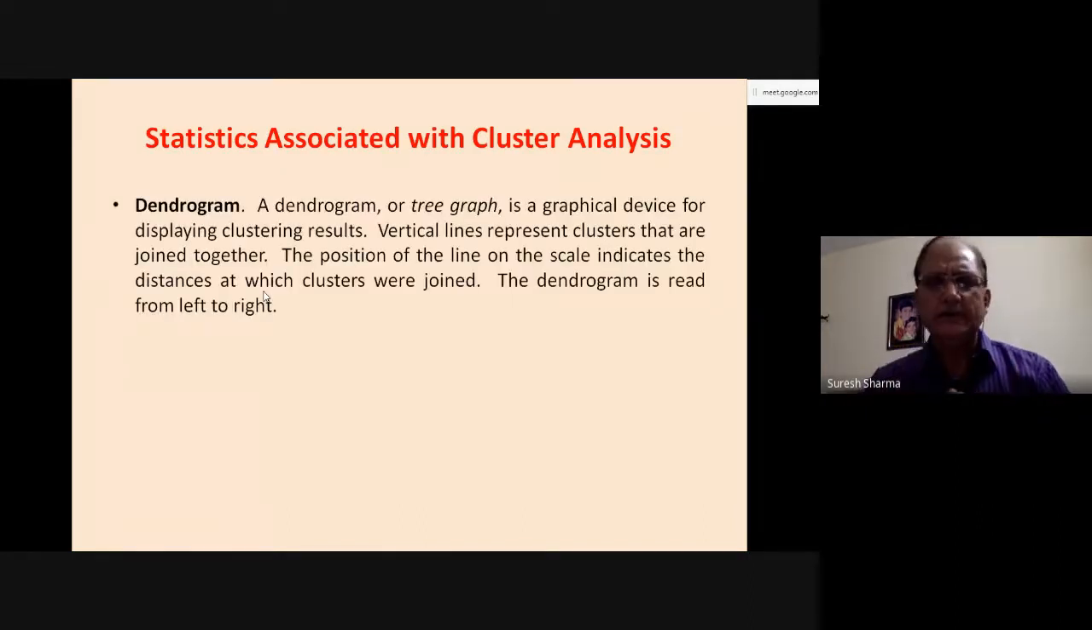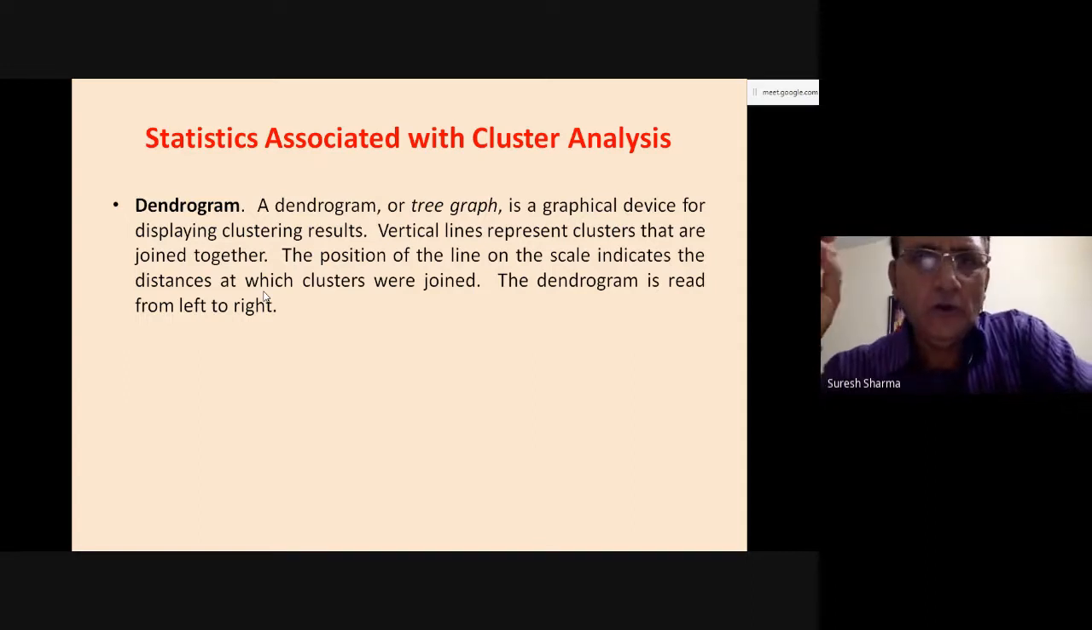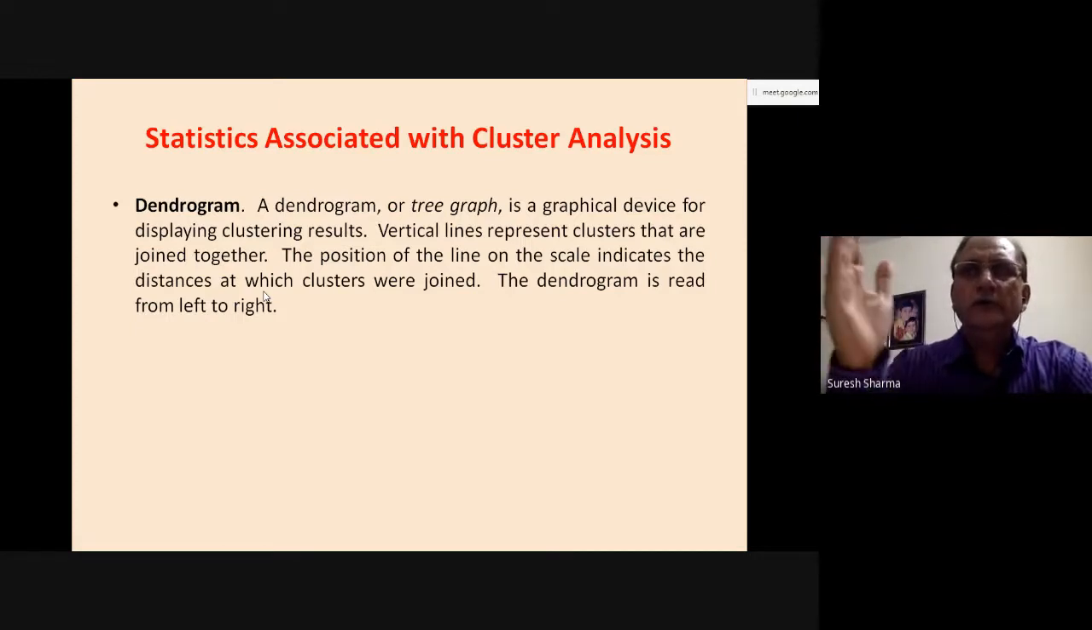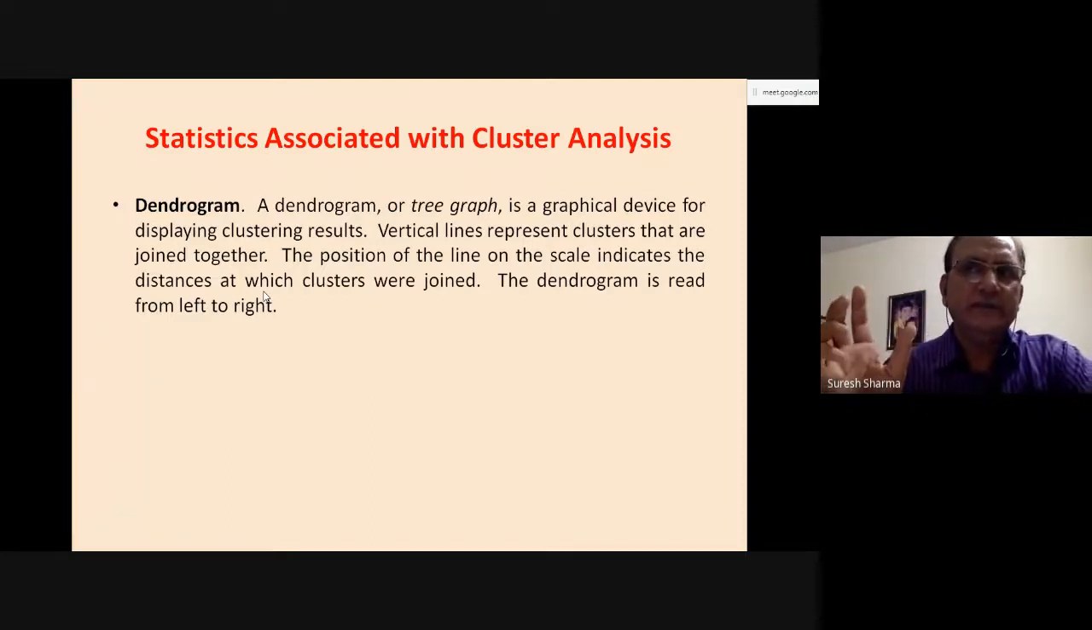Then the most important thing in cluster analysis: once you apply this agglomeration schedule, you will get a picture. Just like a histogram or box plot, you will get a graph, and that graph is called a dendrogram. From the dendrogram, you will come to know the approximate number of clusters. In a dendrogram, we usually look for the gaps. If there are 2 gaps, these are basically threshold points, then there will be 3 clusters. If there are 3 gaps, then there will be 4 clusters.